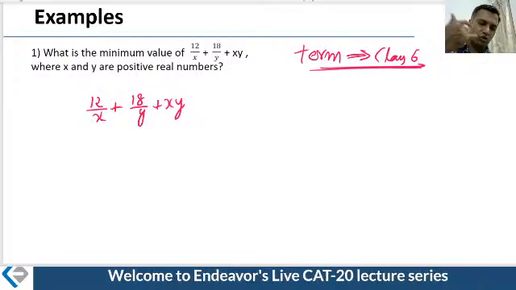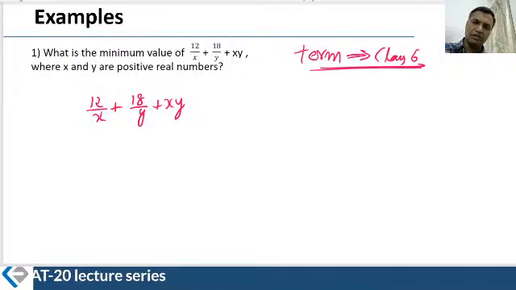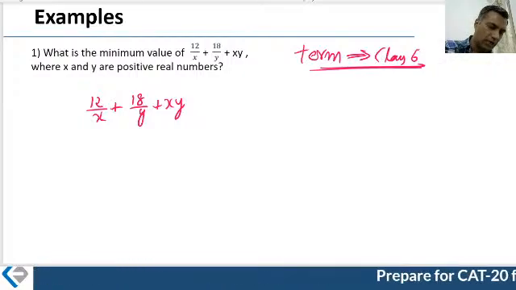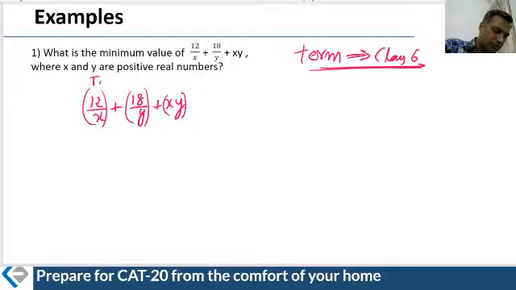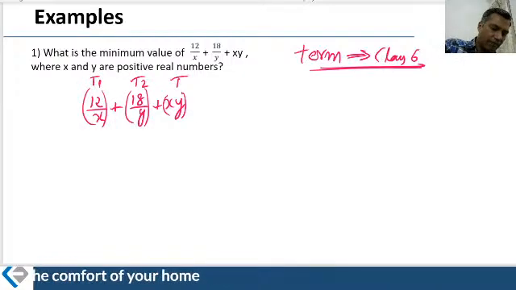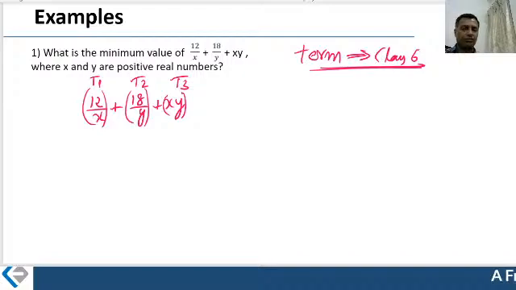When I say term, I'm sure everybody is clear, because you learn it at the age of 10 or 11 years, and you do a lot of drills on terms. Terms are always separated by the positive sign. Good, let's go here: 12 by x, 18 by y, and xy. xy is one term. Technically, there is a first term, a second term, and a third term. Three terms are given to me.